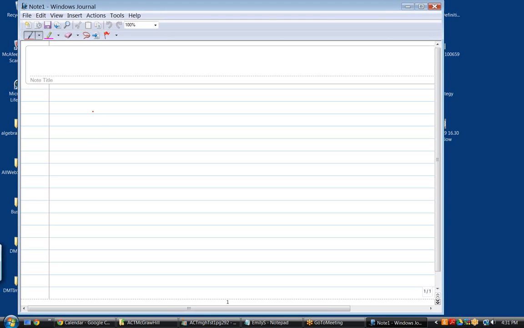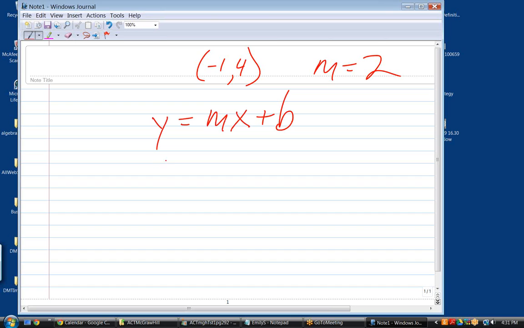Find an equation in standard form of the line described. Example: contains point (-1, 4) and slope 2. Standard form is y equals mx plus b. So it would be y equals 2x plus, and then would it be the y, 4? No. It's that.